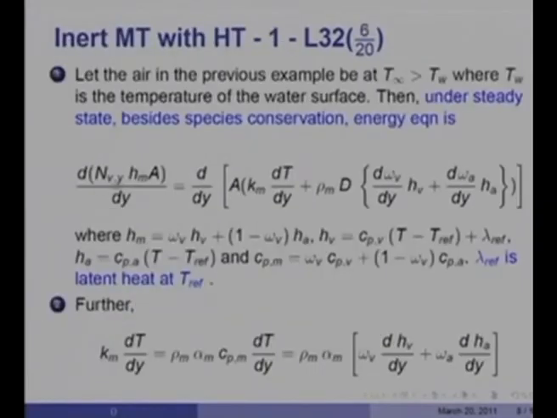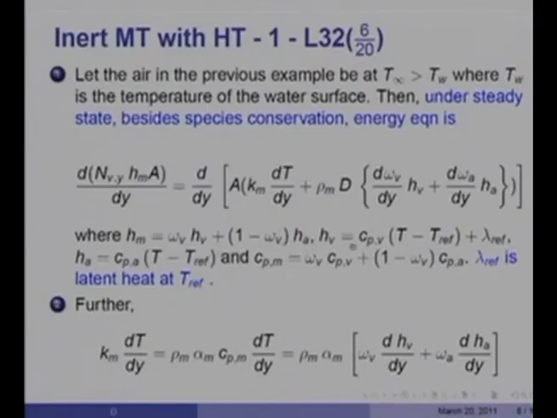So, d(N_Vy H_MA)/dy would be d/dy of A K_m dT/dy, which is the conduction heat transfer, plus this is the Fick's law of diffusion multiplied by H_k, which in this case would be ω_v dy of H of vapor plus dω_A/dy, H of air. The mixture enthalpy in this case would be the mass fraction of water vapor times enthalpy of water vapor plus 1 minus ω_v, which is the mass fraction of air, times enthalpy of air.